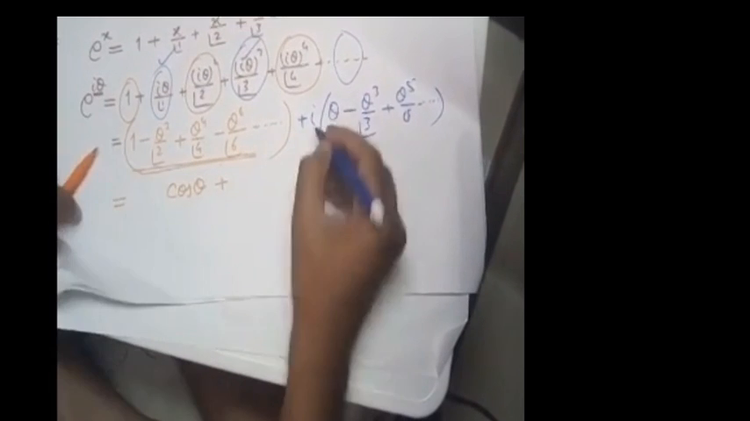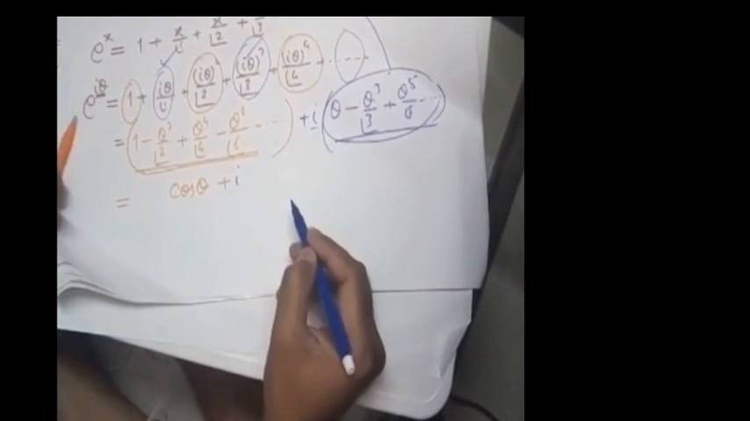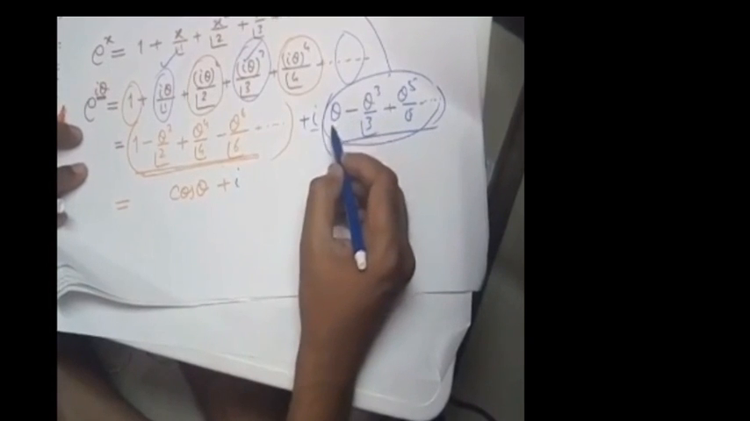Now compare. This is similar to the cos x series, but the only change is theta in place of x. So this can be written as cos theta. And similarly, this is i times a series similar to the sin x series, with only theta in place of x. So it is written as sin theta. So this is the very important formula.